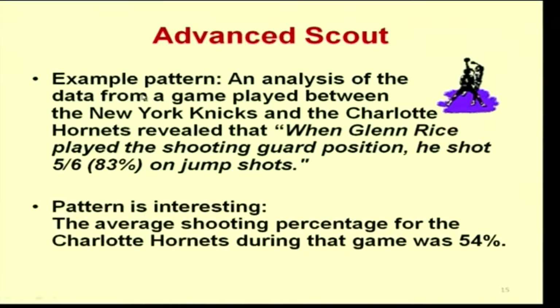An example pattern from that is an analysis of the data from a game played between the New York Knicks and the Charlotte Hornets, which revealed that when Glenn Rice played the shooting guard position, he shot 5 out of 6 on jump shots, that is 83%. This pattern is very interesting because the average shooting percentage for the Charlotte Hornets during that game was 54%. So, there was something unusual that you can detect.